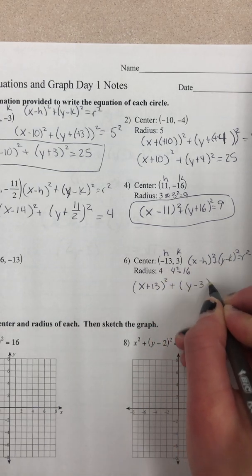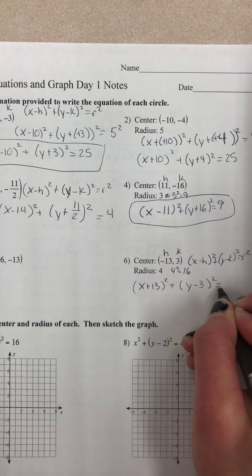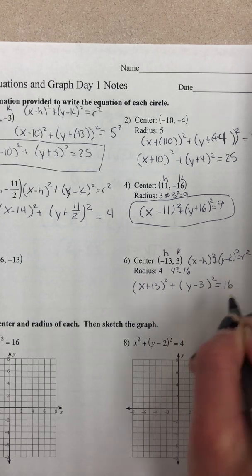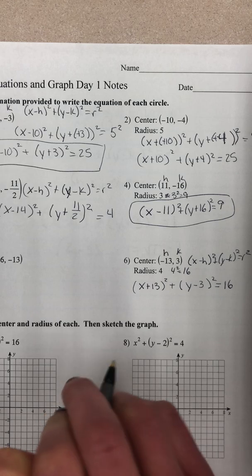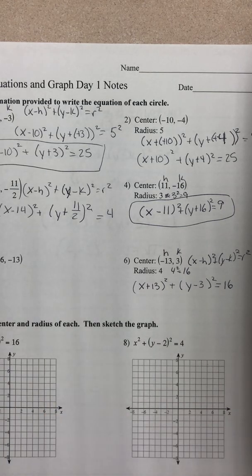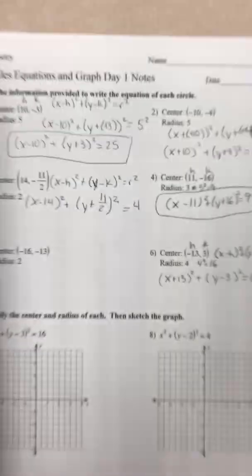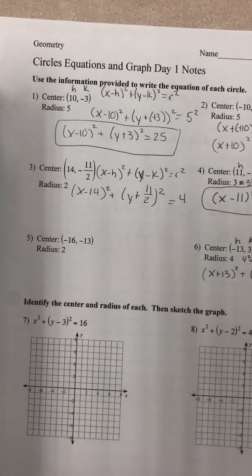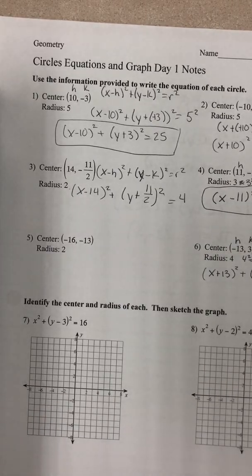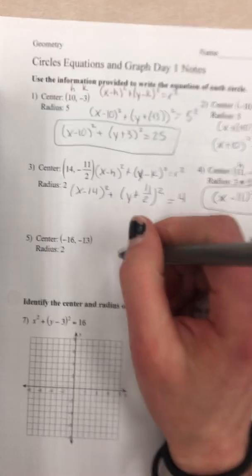Y minus 3. And our radius squared is 16. And the last one like this one, then we're going to talk about actually graphing our circle. And no, it does not have to be a perfect circle, unless you have your compass. I don't have a compass on me right now, so mine won't be perfect. But if you have a compass, I'd recommend using that.